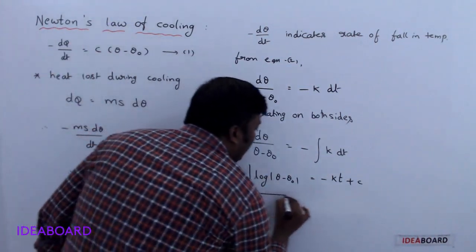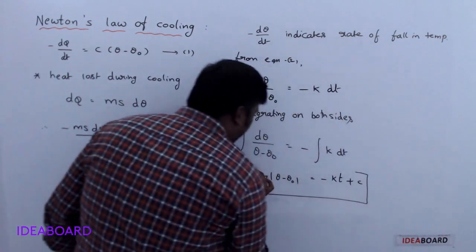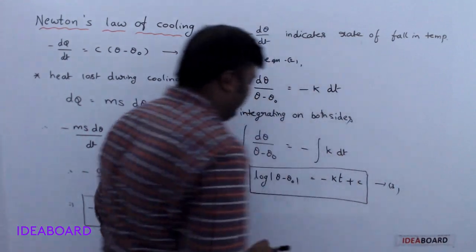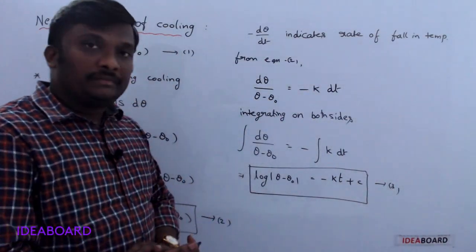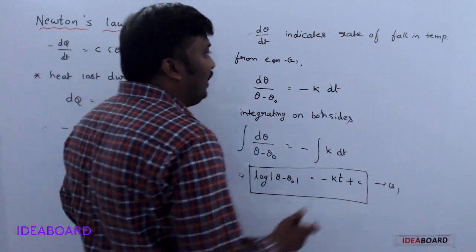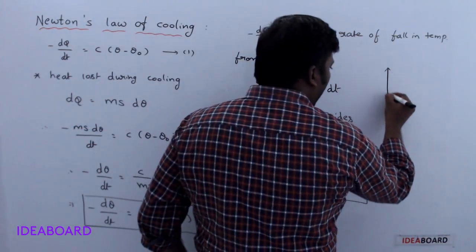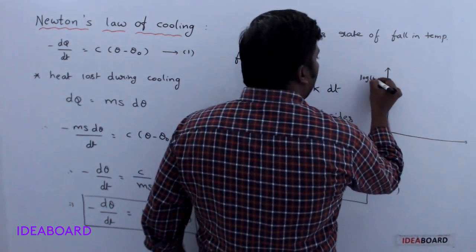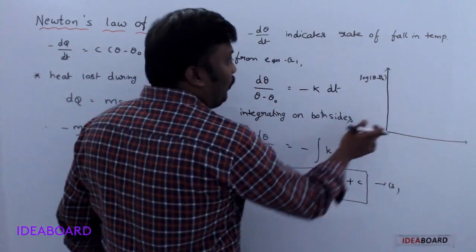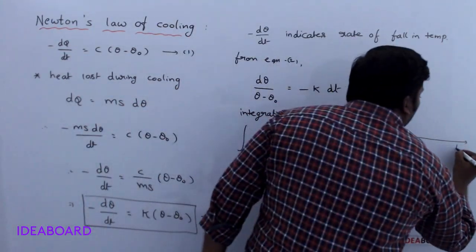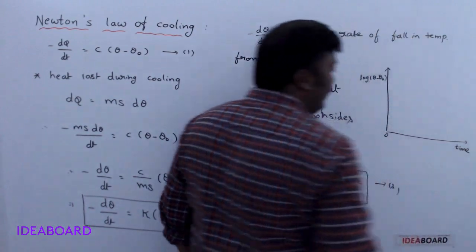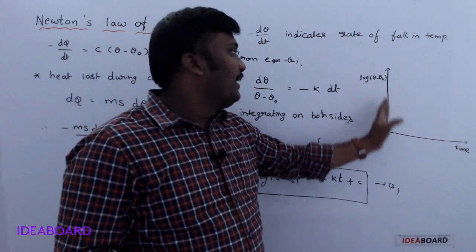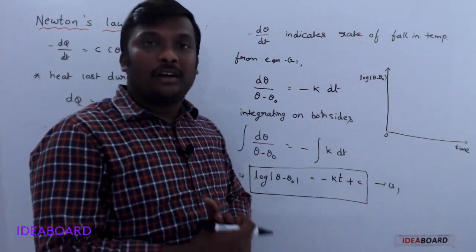Understand? So this is the third expression required for objective purpose. See this third expression. If you draw a graph between log (theta minus theta naught) along the y-axis and time along the x-axis. In recent examinations they are asking: if the graph is drawn between log (theta minus theta naught) and the time, what is the shape of the graph?